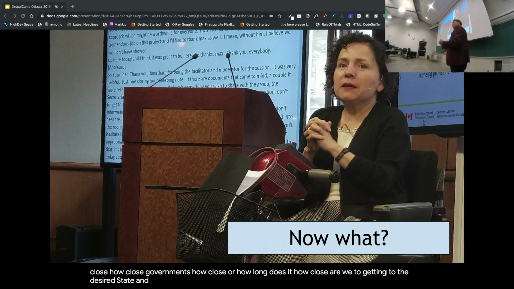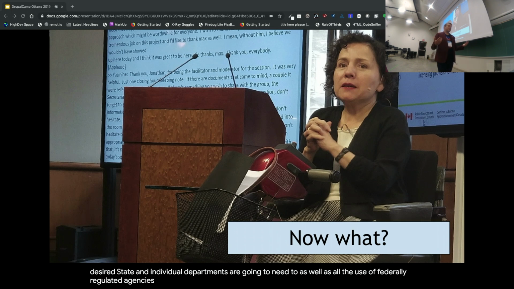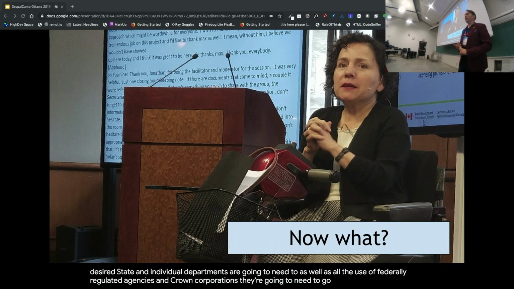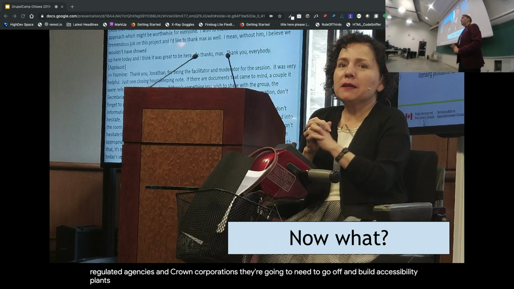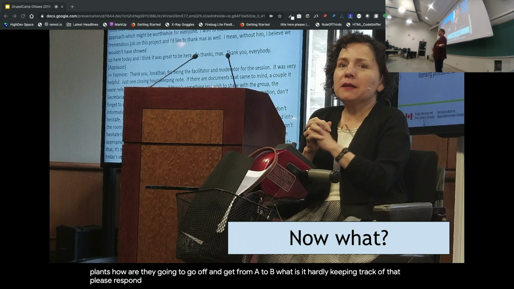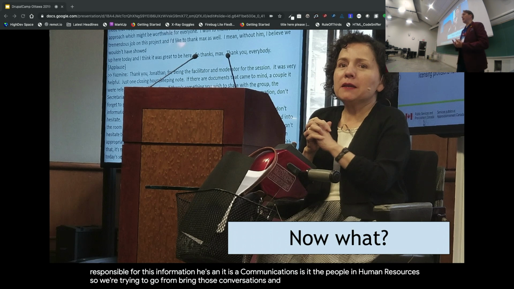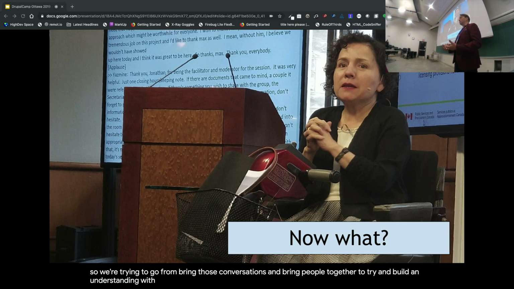Individual departments, as well as all the federally regulated agencies and crown corporations, are going to need to build accessibility plans. How are they going to get from A to B? What is their state of accessibility? How are they keeping track of that? Who's responsible for this information? Is it IT? Is it communications? Is it the people in human resources? So we're trying to bring those conversations and bring people together to build an understanding within each department in order to address this very complicated issue.